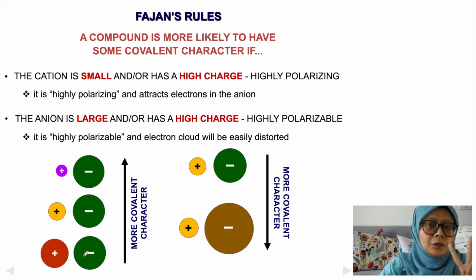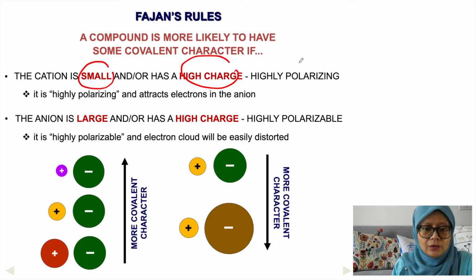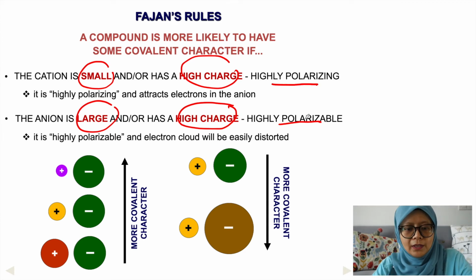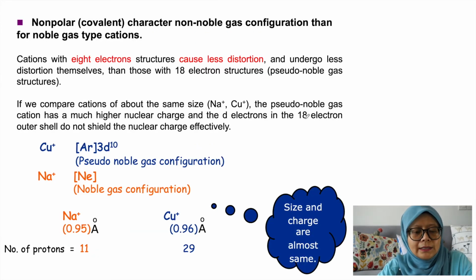So we have two important factors here. We need a small cation size and high charge, so we have a highly polarizing cation. And then the anion must be large and also have high charge. So it is actually highly polarizable, while the cation is highly polarizing.